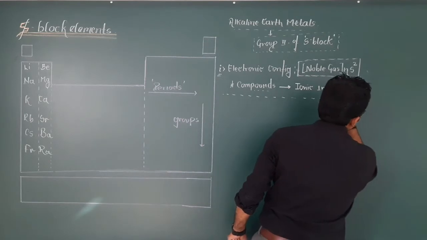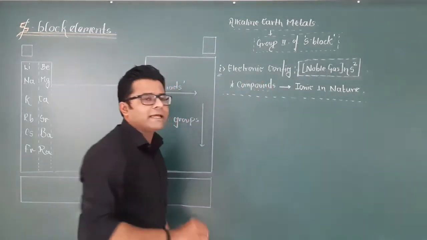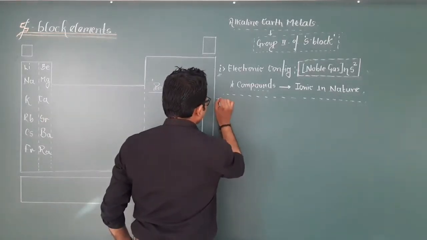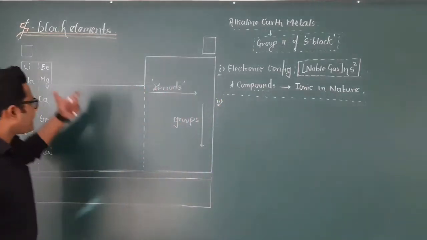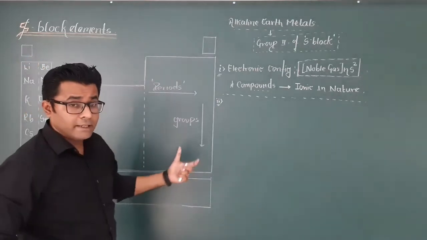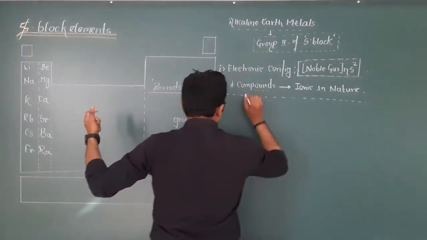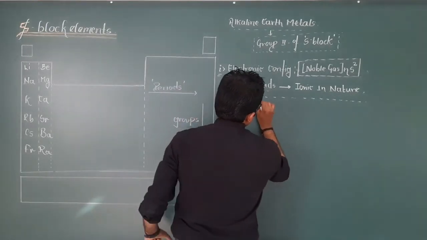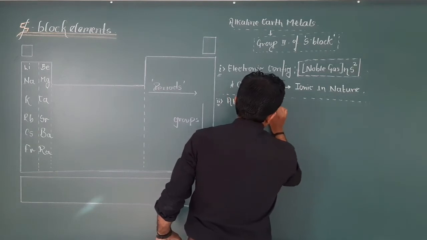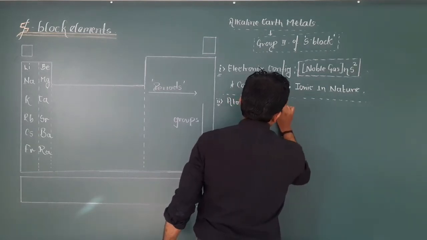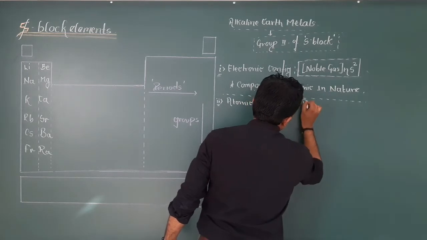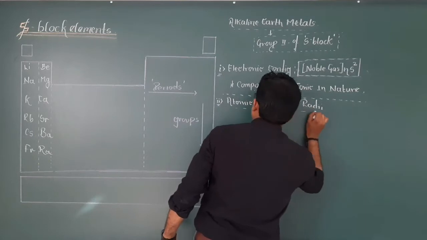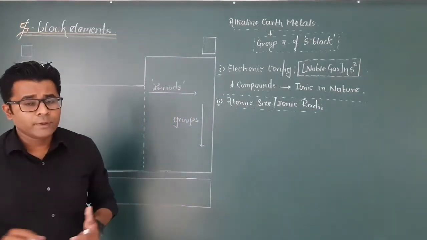So this completes our first property, the electronic configuration. Coming forward with the second property, from here we require the help of the entire periodic table. The second property is going to be the atomic sizes, or we can also call it ionic radii. So, atomic sizes and ionic radii.